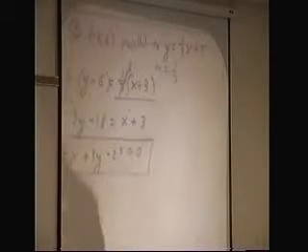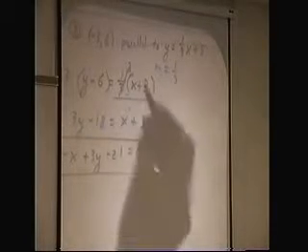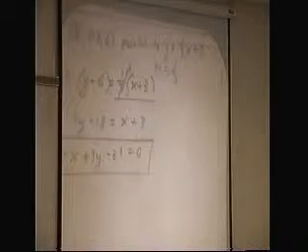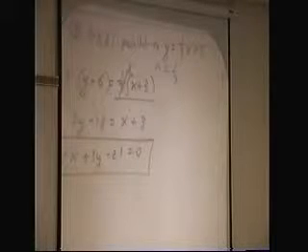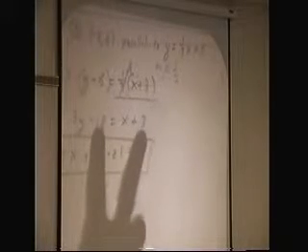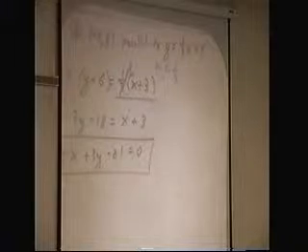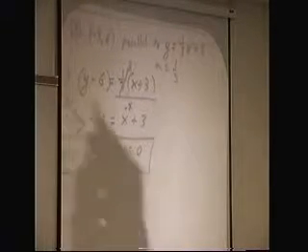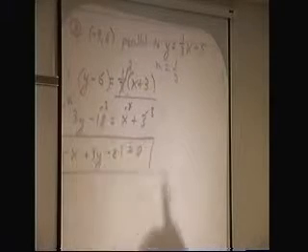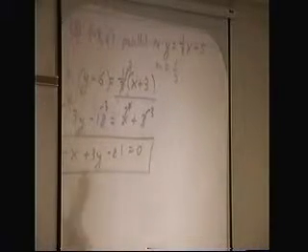This is the steps they'll show you. They'll either put it in point slope or they'll transfer it to standard form. All I did was subtract x and subtract 3 from both sides. This is 0. Got it?